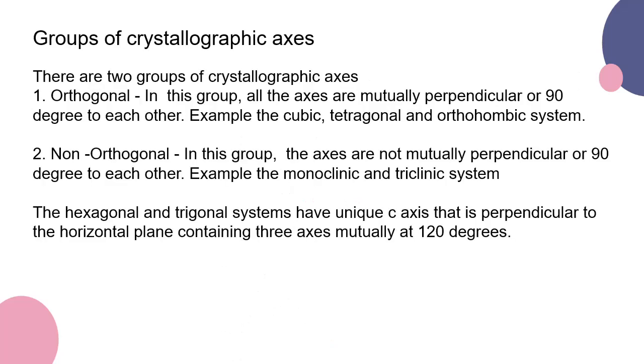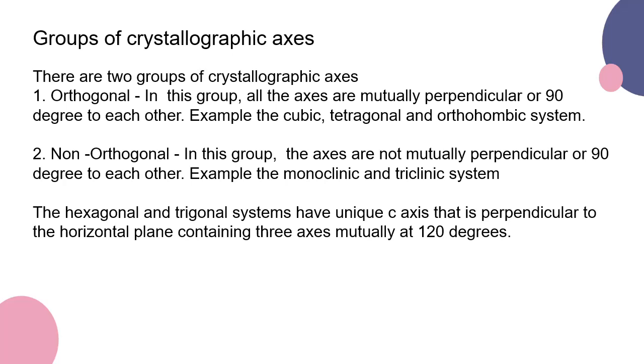There are 2 groups of crystallographic axes. 1, orthogonal. In this group, all the axes are mutually perpendicular, or 90 degrees to each other. Examples: the cubic, tetragonal and orthorhombic systems. 2, non-orthogonal. In this group, the axes are not mutually perpendicular, or 90 degrees to each other. Examples: the monoclinic and triclinic systems.